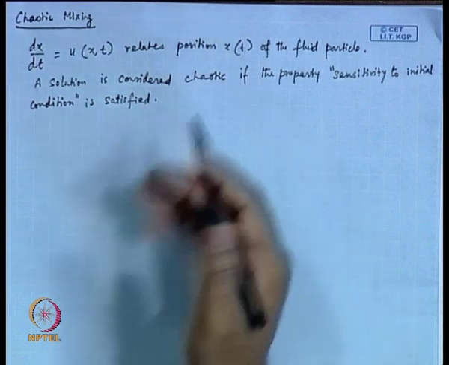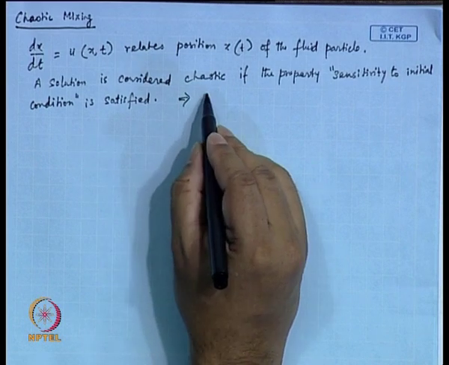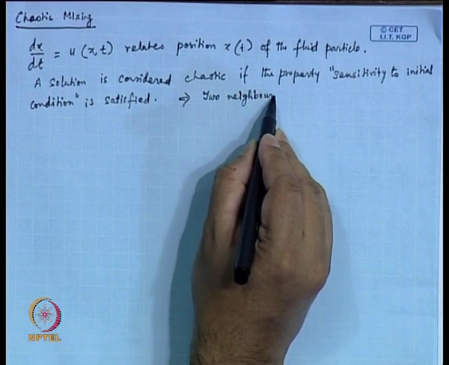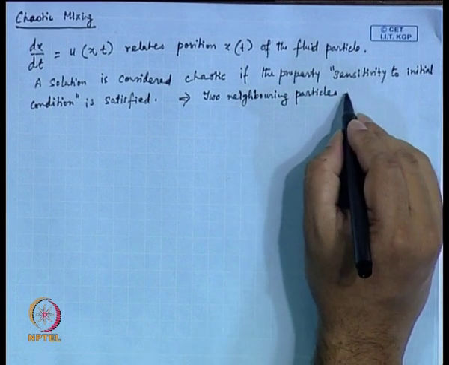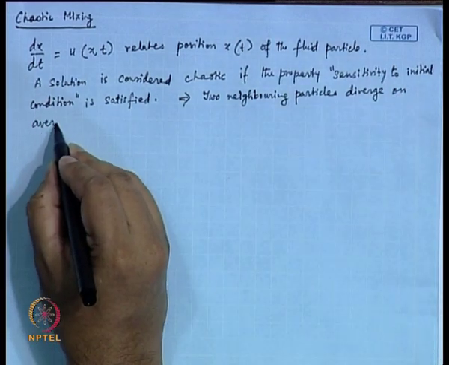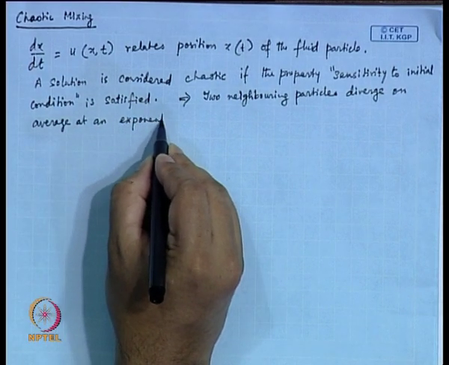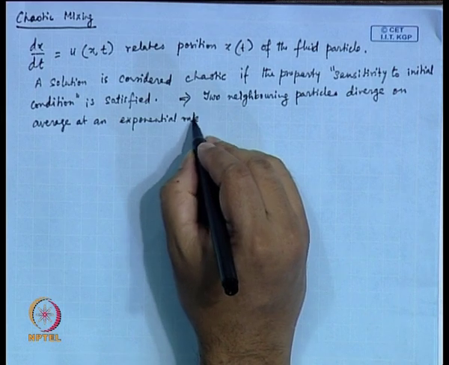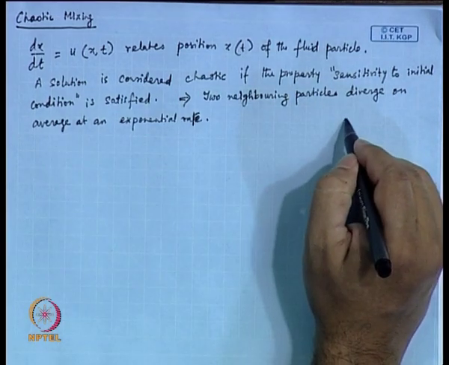What this statement means in simple terms is that two neighboring particles diverge on average at an exponential rate. That means we started with two neighboring particles.